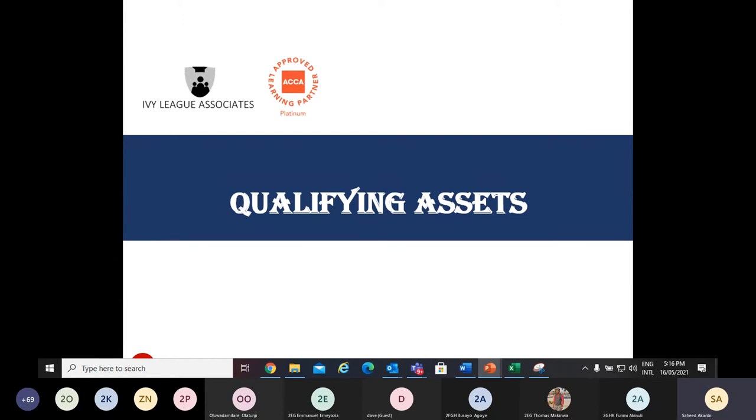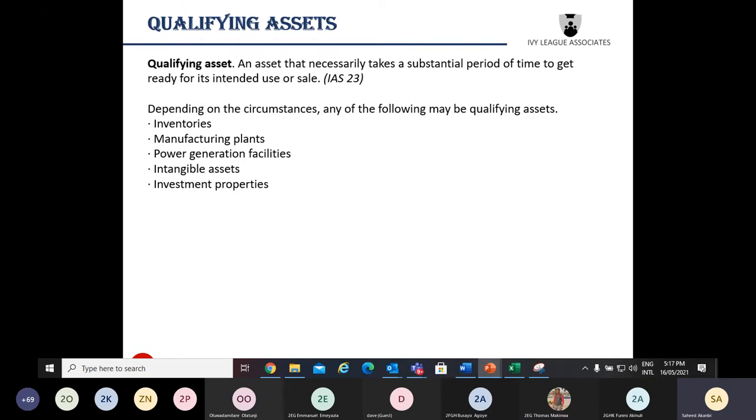The principle in IAS 23 is whenever you incur borrowing costs, capitalize borrowing costs on qualifying assets and expense borrowing costs on assets that are not qualifying assets. So the question is, what are qualifying assets? Qualifying assets are assets that necessarily take a substantial period of time before the assets are ready for intended use or for sale. Depending on the circumstances, qualifying assets can be inventory, manufacturing plants, power generating facilities, intangible assets, or investment property.